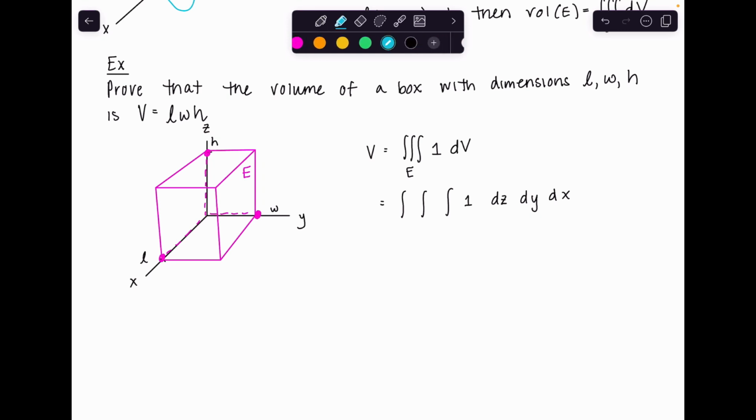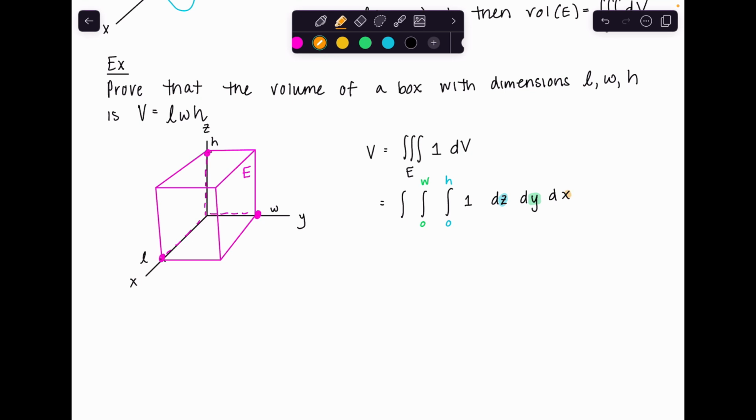So if we start with the z bounds, that's the first or innermost integral. In this case, our z, regardless of the x and y we pick, starts in the xy plane, so it starts at 0, and it goes up to the plane z equals h. So my bounds here will be from 0 to h. Moving on to y, well again, y is always going to start back here at 0 and go to the rightmost plane, which is y equals w. So y changes between 0 and w.